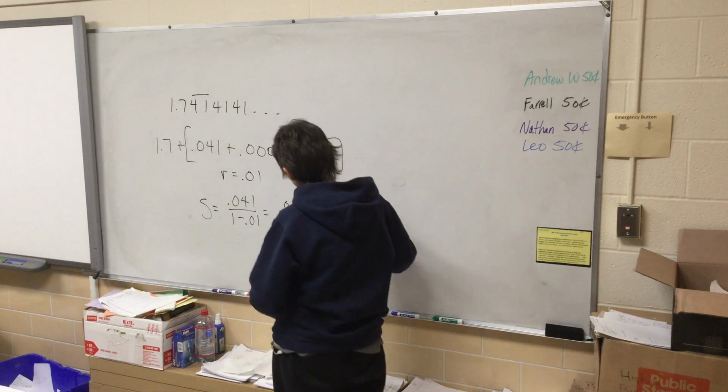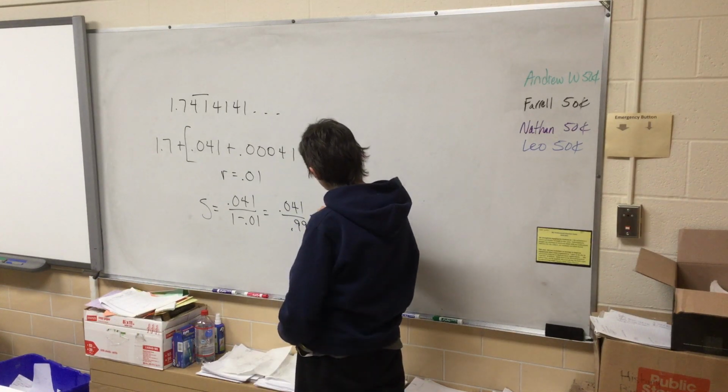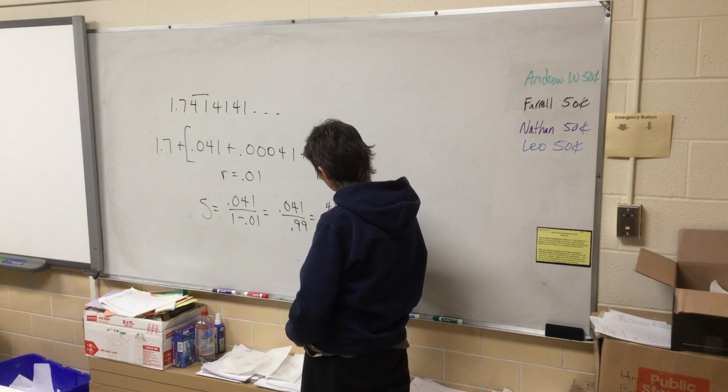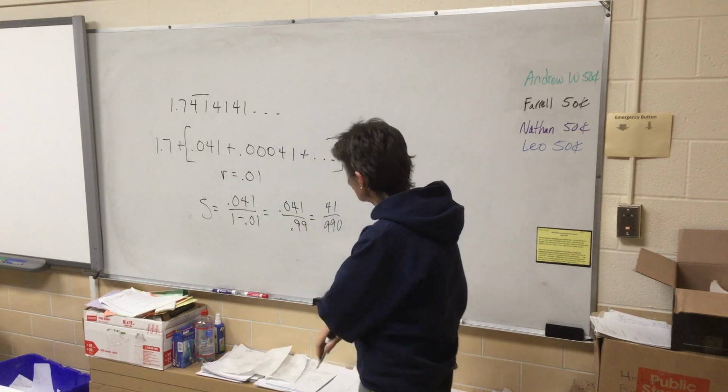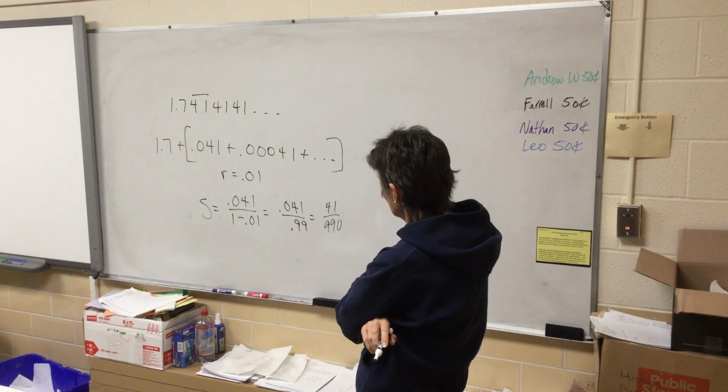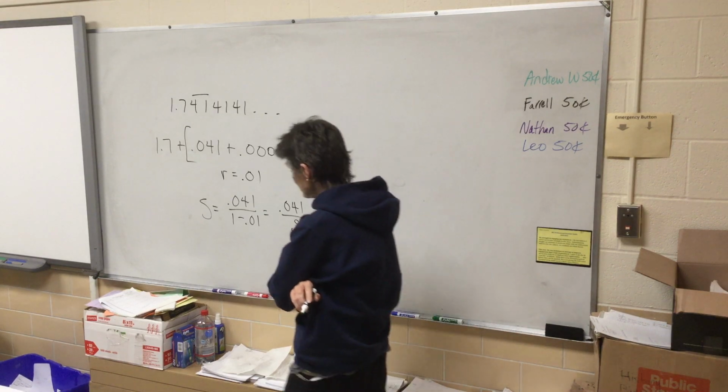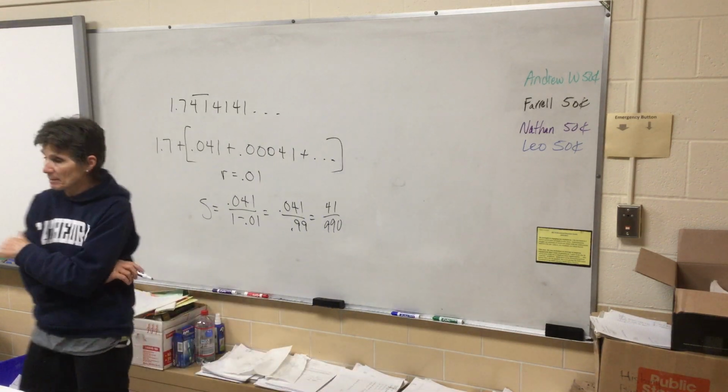Now, in order to get rid of the decimals, I'm going to have to move it 3 places. So I'm going to have 41 over 990. I have to move it 3 places to get rid of all of the decimals in that fraction. I don't know if that reduces or not. It doesn't look very optimistic, but it doesn't matter.